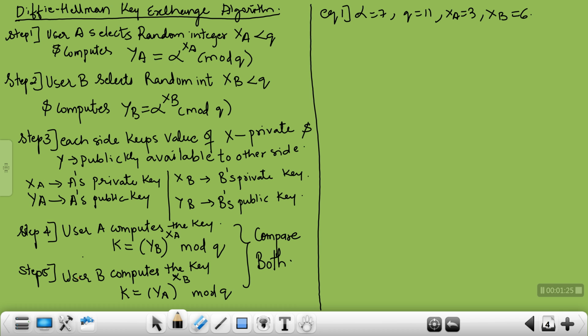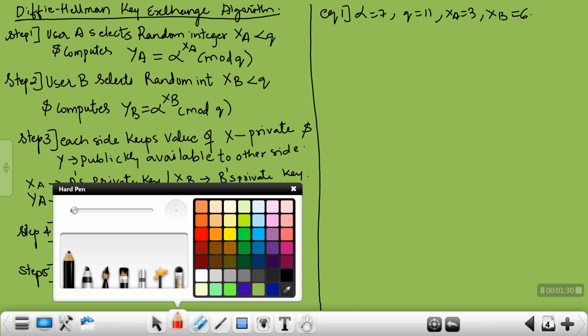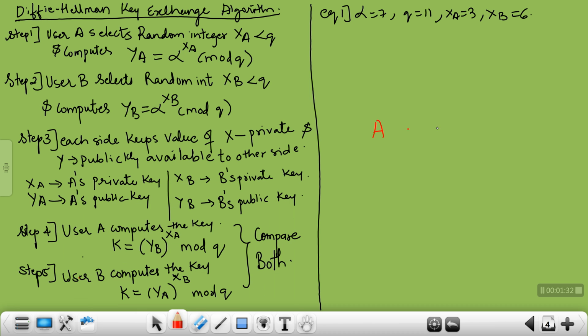So what will happen here, I can show you with the help of a diagram. There is a sender A and there is a sender B. Each will have its own private key and its own public key. This private key will always be secret. It won't be shared between each other. But this public key will be public to both.